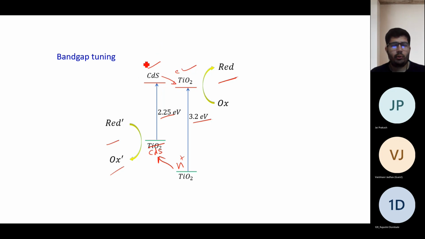So we can do this band gap tuning. Now you can see the Eg value is 2.25 electron volts, because if you use only titanium oxide, the value is 3.2 electron volts, so you can only use the UV radiation. But now we have combined some other material with this material, so the band gap value is 2.25 electron volts, and we can use the visible spectrum of solar radiation.